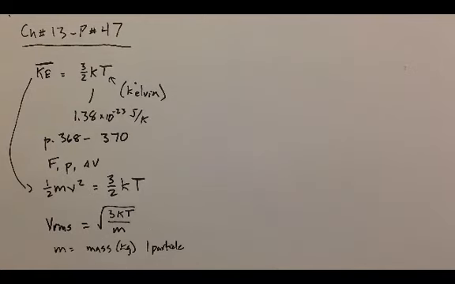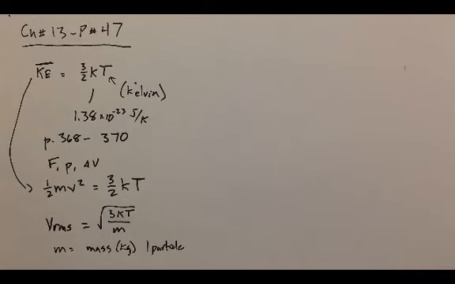All right. I always think this is a pretty amazing result that you can actually, just by knowing the temperature of something, for instance, right now it's about 0 Celsius outside, or 273 Kelvin, you can calculate how fast the average air molecule is moving just by knowing the temperature. Anyway, I always thought that was pretty cool.